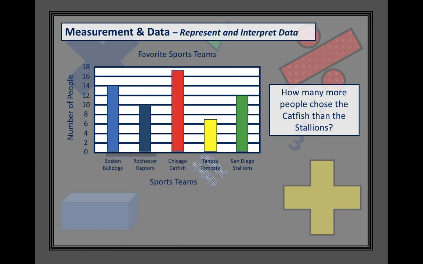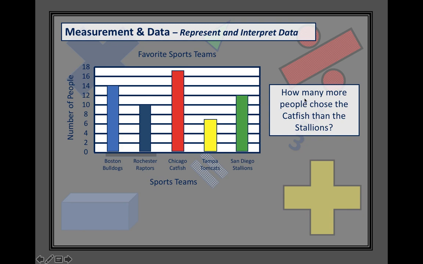Now we're just going to take a quick look at bar graphs. One thing I want you to notice here is that we've got a lot of labels here. So we're starting off with favorite sports teams, so we can see people reporting on favorite sports teams. On our vertical axis, we've got the number of people that are being reported for each one. On our horizontal axis, we're seeing the sports teams, and their individual names are listed right below.